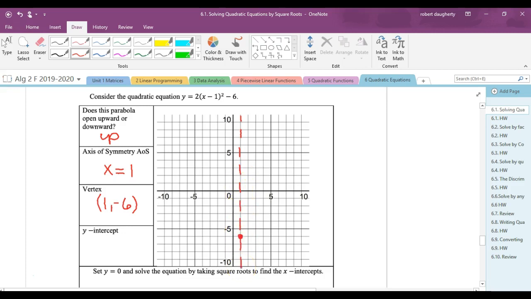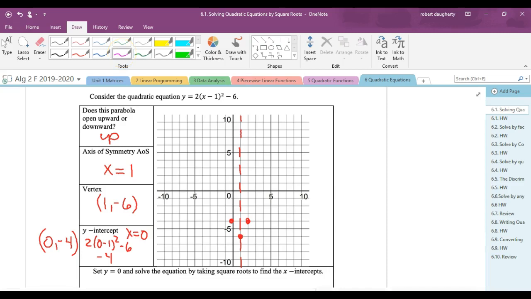Okay? How do I find the y-intercept? You plug in x equals 0. So if x equals 0, I get 2 times 0 minus 1 squared minus 6. That's 2 minus 6, which is what? Negative 4. Your y-intercept is the point 0, negative 4. So 0, negative 4 is right here. That means there's also a matching point right here.